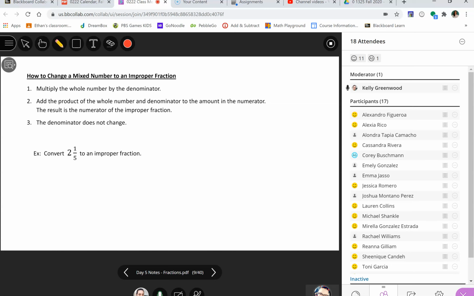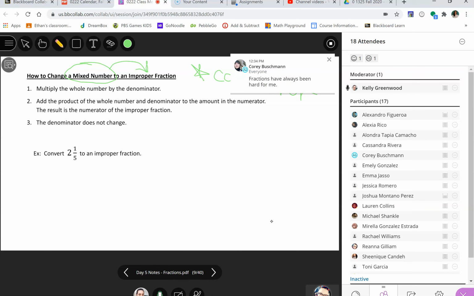Most of the stuff you do with fractions in here, you're just going to get to use a calculator, okay? I am going to show you how to change between a mixed number and an improper fraction by hand, but you can also do it on the calculator. I'll show you both ways. Okay, so let's do it by hand first.